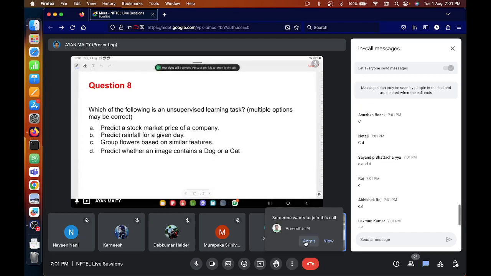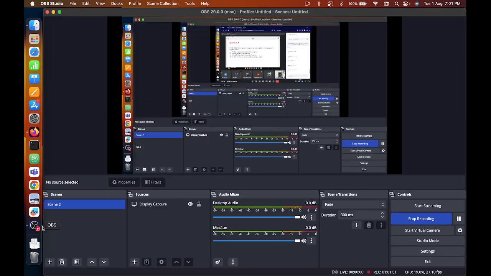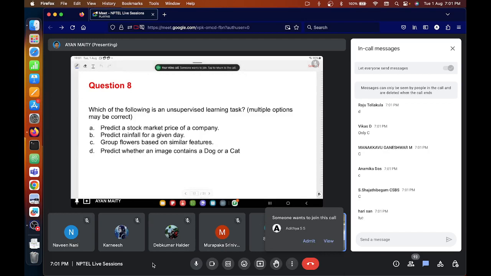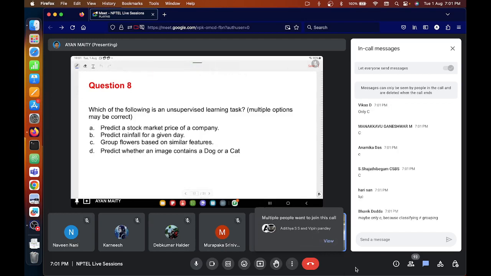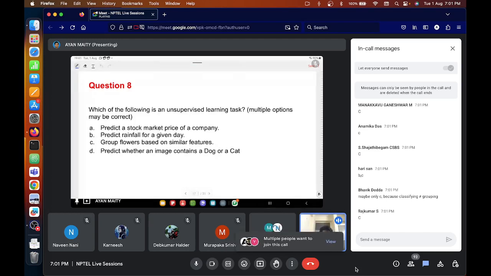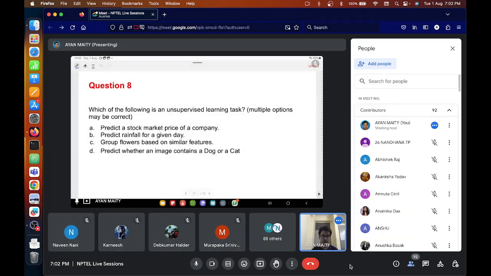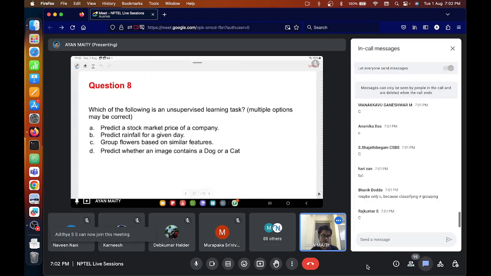Some of you are saying C, some of you are saying C and D. Maybe only C because classifying is not equal to grouping. Bhavik, Rajkumar is saying C. So the correct answer here is C only.